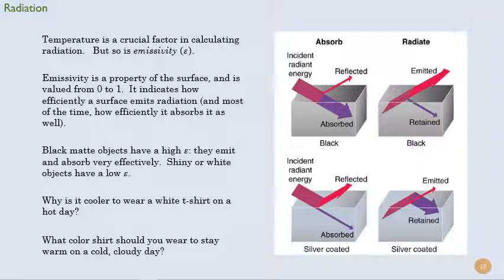So these images over here show, in some ways, what's happening when radiation lands on a surface, right? If you have a black surface, a lot of it is going to be absorbed, very little will be reflected. If you have a silver-coated surface, very little is going to be absorbed and most will be reflected. And similarly, if you have a black surface at a certain temperature, it's going to emit a lot of radiation, while the silver one is not going to emit that much.